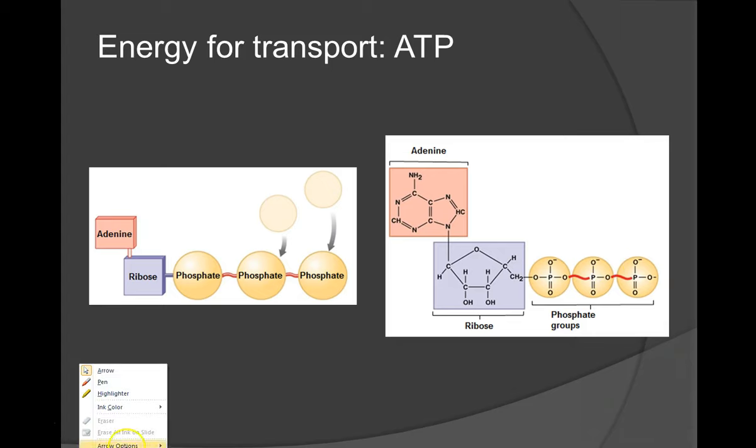And so what this means is that these 3 phosphates hate being together. They're kind of like people at a family reunion that don't really like each other, but they're forced to be in the same place together for a while. Most of us have maybe had that experience at some point in our life. And so these three things hate each other.